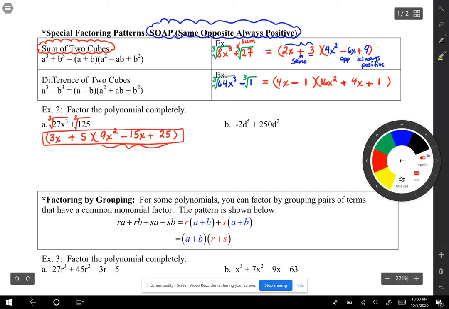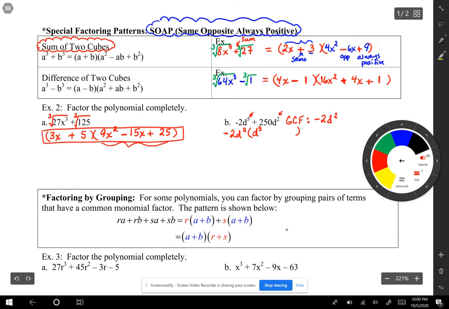Okay, and the last one. Ooh, this one is a little tougher. We don't want the first term to ever be negative, so we're going to factor out a negative. In this case, both of those are divisible by -2, and they have a d to the second in common. So let's factor out a -2d to the second, because this is smaller than that. So that's why we factor out a second. Okay, we took out 2 of the d squared, so we have 3 remaining for the first term. -2 times a -125 gives me 250, and that's it.